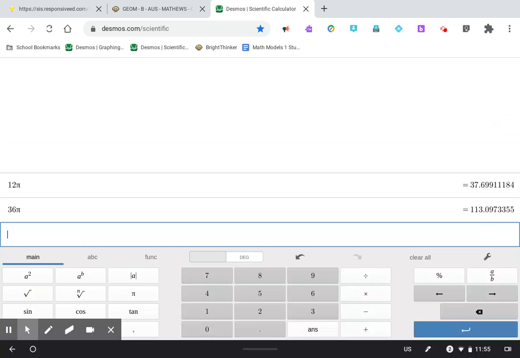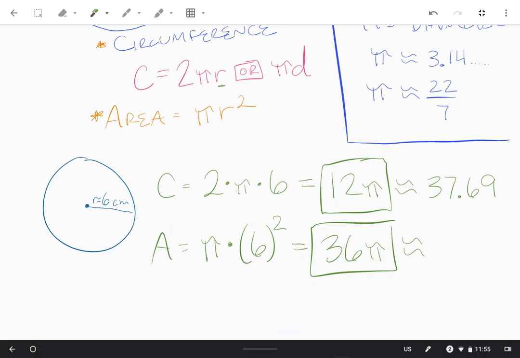.36 pi is 113.09. And so that would be the approximate answer. So this is a lot of what you're going to have to do in this lesson. But then the next big thing that they introduce is looking at different relationships between circles, so when circles interact with each other or intersect. So let's talk about the different ways that we might see that come into play.